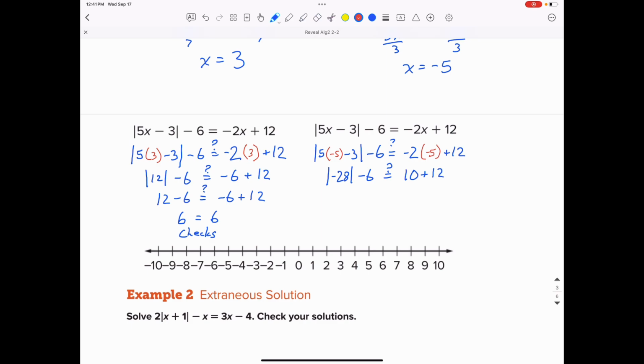The absolute value of negative 28 is 28. So does 28 minus 6 really equal, and we can go ahead and add 10 and 12 together, does it really equal 22? Well, 28 minus 6 does equal 22. So this also checks, which means the two solutions that we got are actual solutions: x equal to 3 or x equals negative 5. We'll place points on the number line on those. So here is a point on negative 5, and here is a point on the 3.